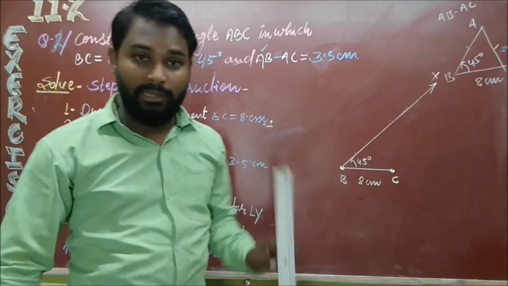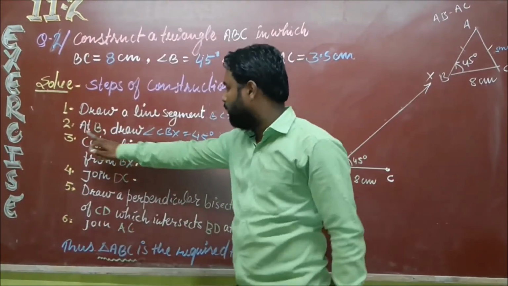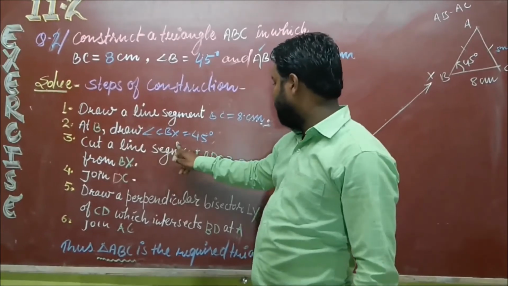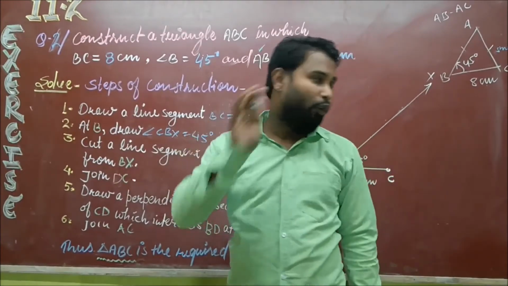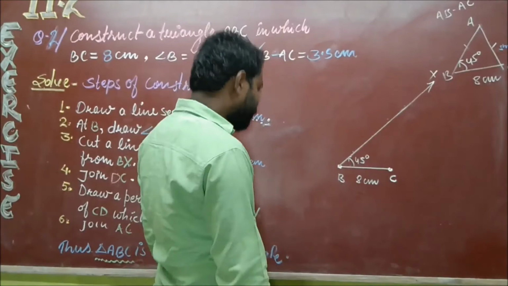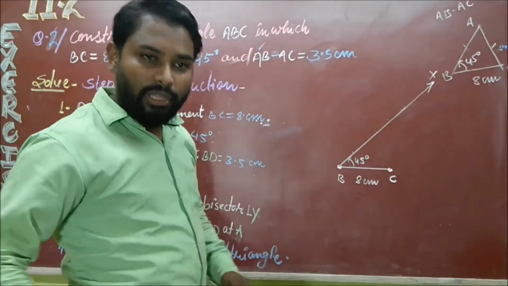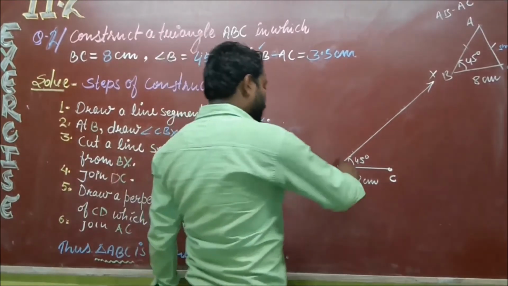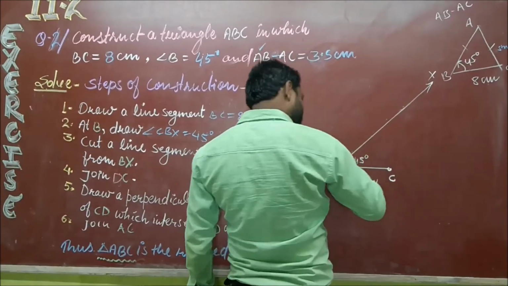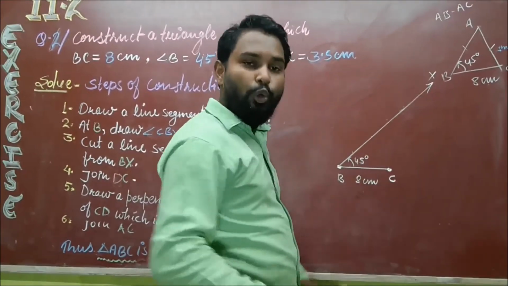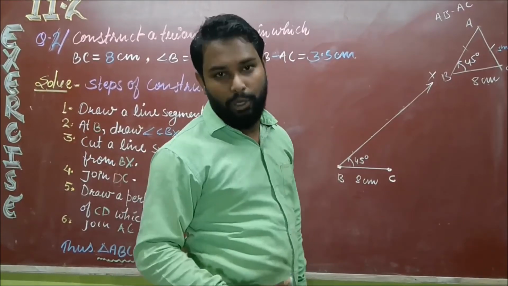So this I have to write in the steps of construction. So you can see here at B draw angle CBX equal to 45 like previous. Okay. Now hereafter what do I do? As in the last question we have done the sum, we had taken and cut an arc in this ray as such, so we get a line segment of that measurement.